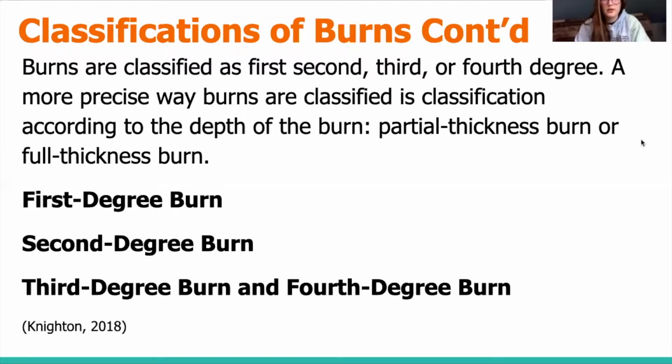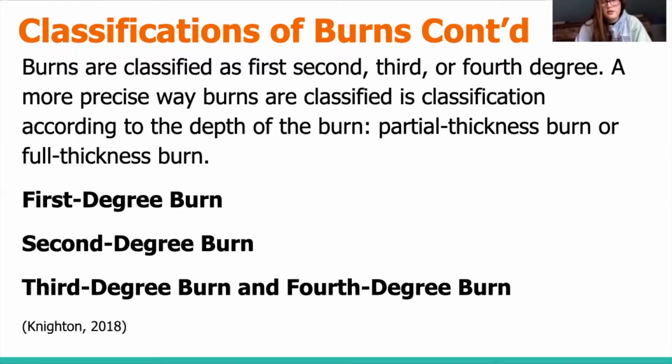So burns are classified as first, second, third, or fourth degree. A more precise way that burns are classified is according to the depth of the burn, which is either partial thickness or full thickness burn. A first degree burn is superficial, only the outermost layer is affected. The burn site will be red, painful, and dry. There are no blisters present, and long-term damage is rare. Most of the damage consists of an increase or decrease to the color of the skin of the affected area.